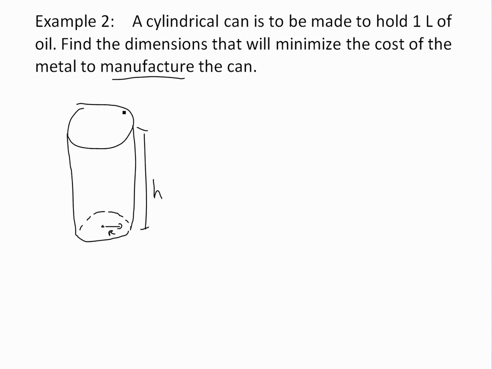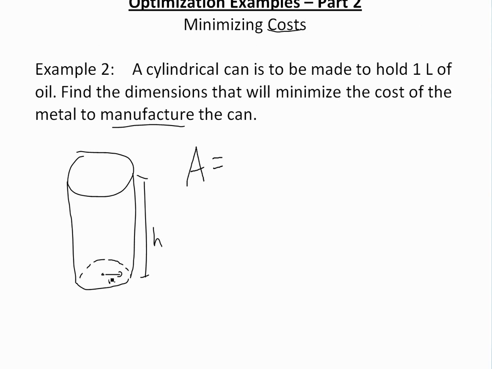So the surface area is equal to 2 times the area of the top and bottom. The area of a circle is just pi r squared. Then we plus the area of the side, which is the circumference of a circle, 2 pi r, times the height h. Now we have this area as a function of r and h, and we want to minimize it to get the minimum cost.